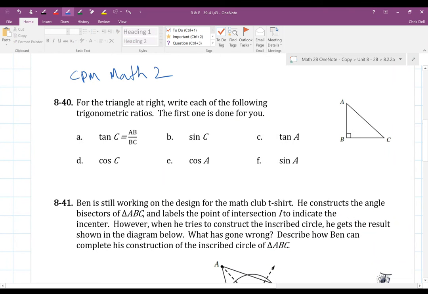This is section 8.2.2, number 8-40. It says for the triangle at the right, so it's a right triangle, write each of the following trigonometric ratios. The first one is done for you. So a nice little review of our trig ratios.